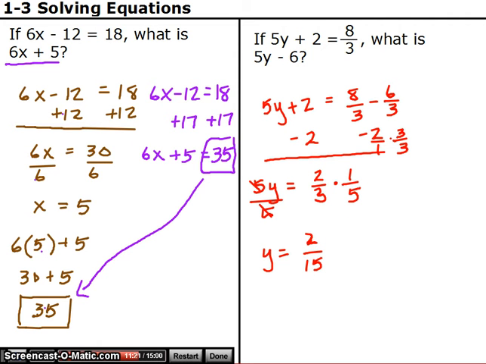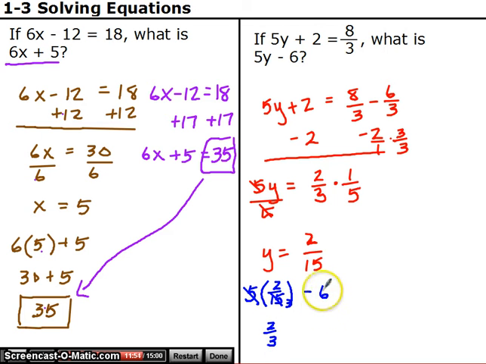All right, now remember, we're not done yet. Once we get to this point, we have to plug our 2/15 back in to 5y minus 6 to figure out our answer. So it's 5 times 2/15 minus 6. So I'm going to divide 5 over 15. The 5 cancels and 15 becomes a 3. If we reduce 5 over 15, that's 1 over 3. All right, and then the 2 stays on top. So it's going to be 2/3 minus 6.